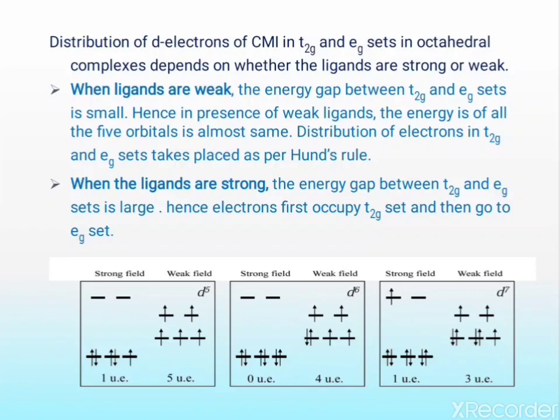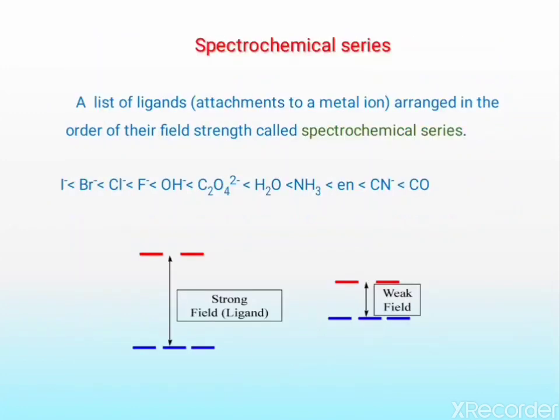The second case is the ligands are strong. If the complex contains strong field ligands, then the energy gap between T2g and Eg is very large. Due to the presence of strong field ligands, the energy gap between T2g and Eg is very large. Hence, the electrons are distributed to T2g first, then go to the Eg set of orbitals.